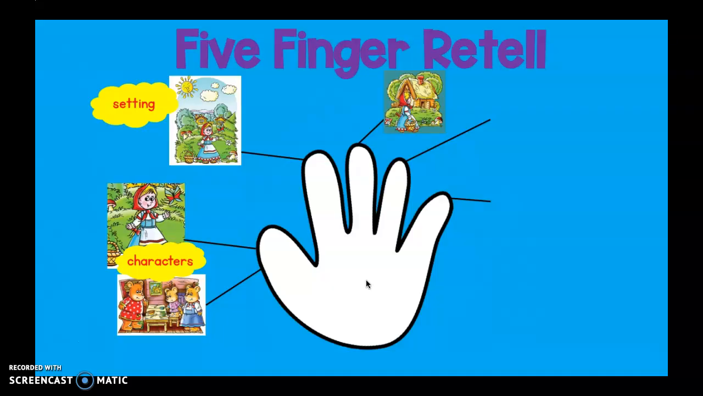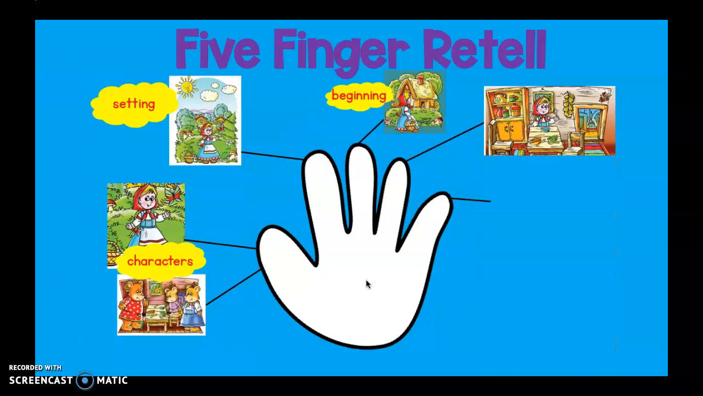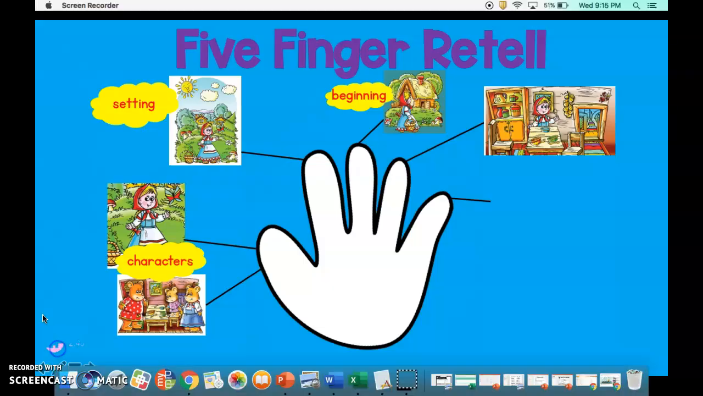Now I think about the middle of my story. What event happened in the middle of the story? Well, we know Goldilocks found the house, so what did she do next? That's right. She went inside the house to see what was in there. And while she was inside the house, she tried out the bear's things.